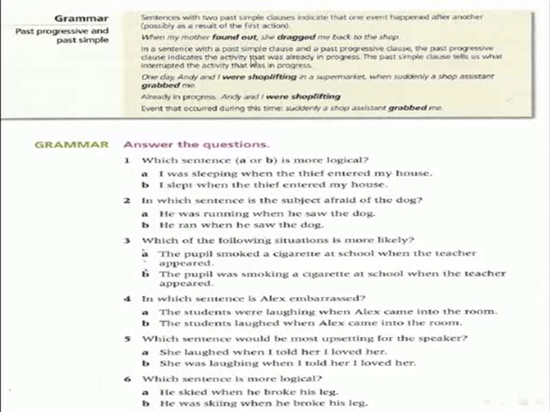In a sentence with a past simple clause and a past progressive clause, the past progressive clause indicates the activity that was already in progress. The past simple clause tells us what interrupted the activity that was in progress. Example, one day Andy and I were shoplifting in a supermarket when suddenly a shop assistant grabbed me.